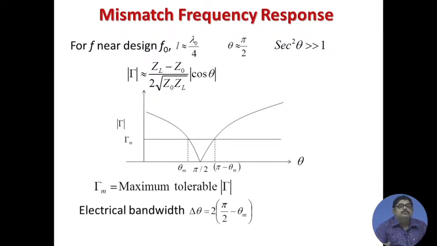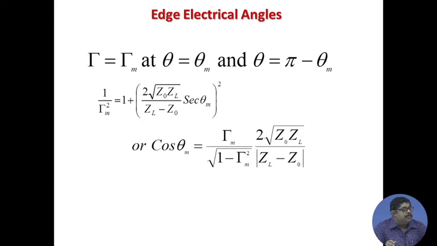So, the electrical bandwidth of your transformer we can say is delta theta, which is 2 into, where the design value is pi by 2 for a quarter wave transformer, so pi by 2 minus theta m. You see the curve is symmetrical, the magnitude of cos theta is symmetrical around pi by 2, having equal extent on both sides, that is why we have broken it into 2 into half of this. So, pi by 2 minus theta m is the half electrical bandwidth.